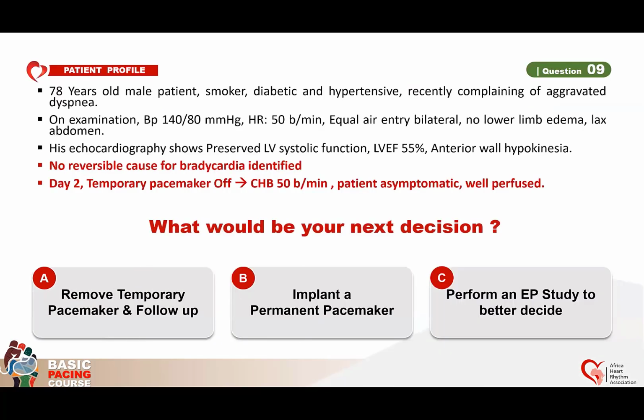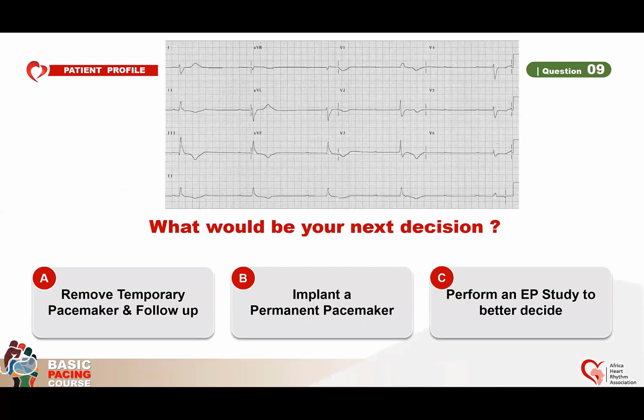Back to our patient. No reversible cause of bradycardia identified. We are in day 2. You do your routine round and you put your temporary pacemaker off to examine the intrinsic rhythm of your patient. And he is still in complete heart block with a decent heart rate of 50 beats per minute. He's now completely asymptomatic, well perfused. With the pacemaker off, what would be your next decision? Would you remove the temporary pacemaker and follow up the patient, implant a permanent pacemaker, or perform an EP study to better decide?